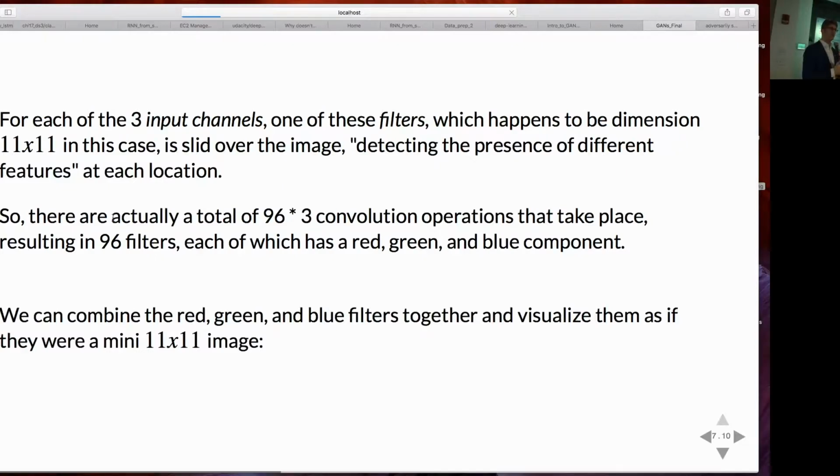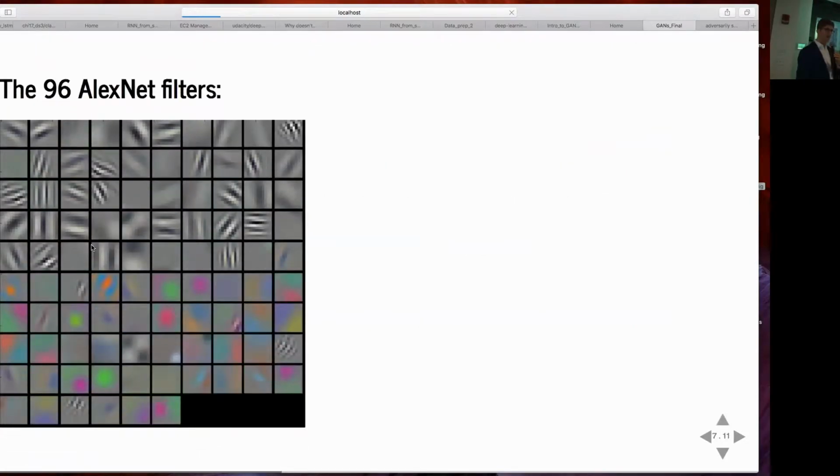So the result of that is that you can combine the red, green, and blue components of each of the 96 filters and get a little mini 11 by 11 image. And these are the actual filters that were learned in this famous neural network architecture that won an image recognition competition. Now, if you've read a little bit about convolutional neural networks, you might have seen this visual before. What you might not know is if you zoom way in and look at these, you can see that these are indeed 11 by 11 images. There are 11 pixels by 11 pixels in each of these images. So these are the actual features that were detected in this neural network. That should give you a concrete idea of what's going on under the hood when I say there's a convolutional neural network going on.